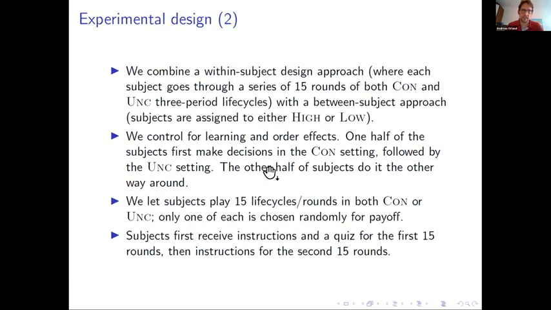This is what I said here. So all subjects play 15 life cycles of both constrained and unconstrained. Only one of the life cycles is chosen randomly for payoff. Subjects first receive instructions about the first part and then about the second part. They were not told what was coming in the second part.